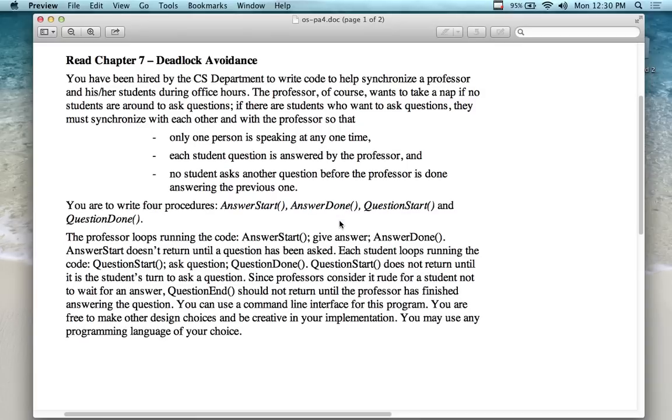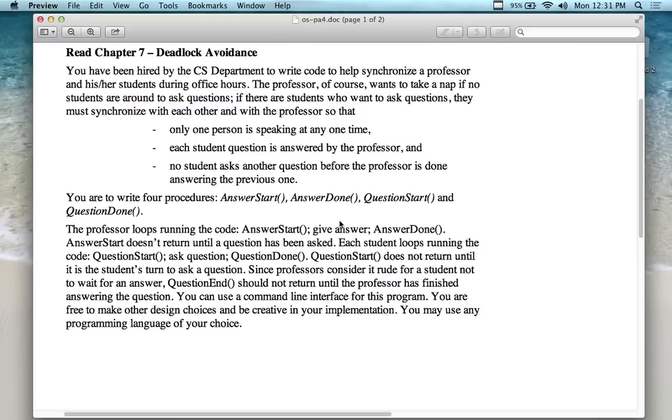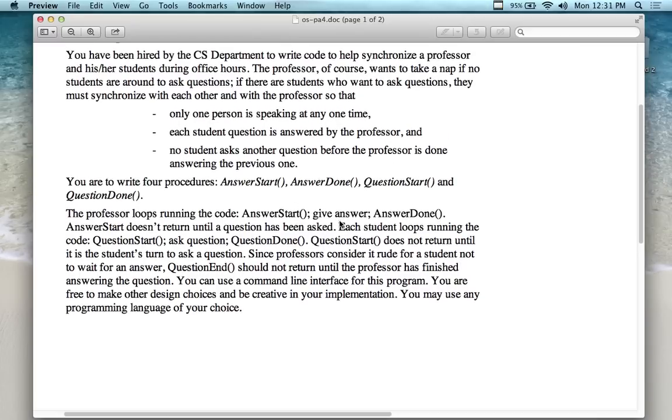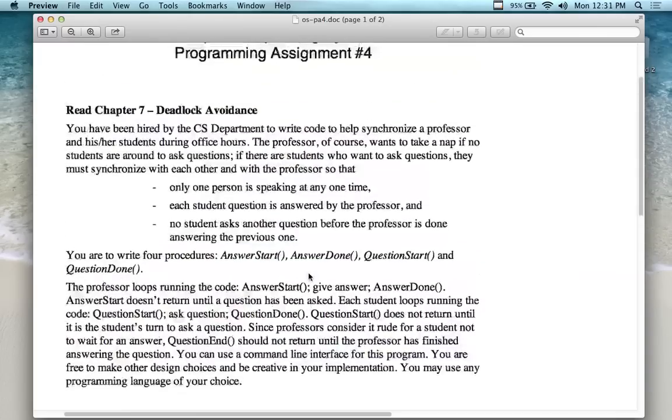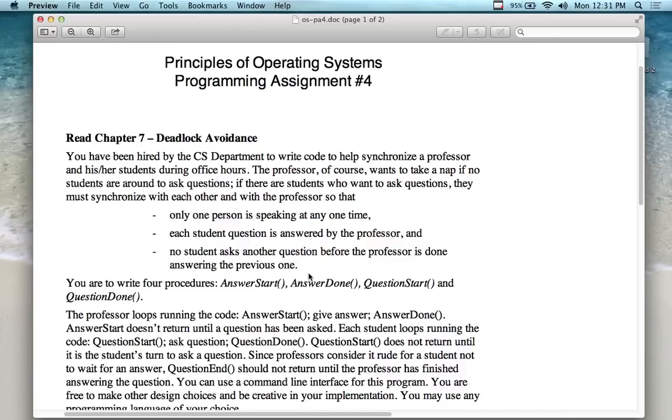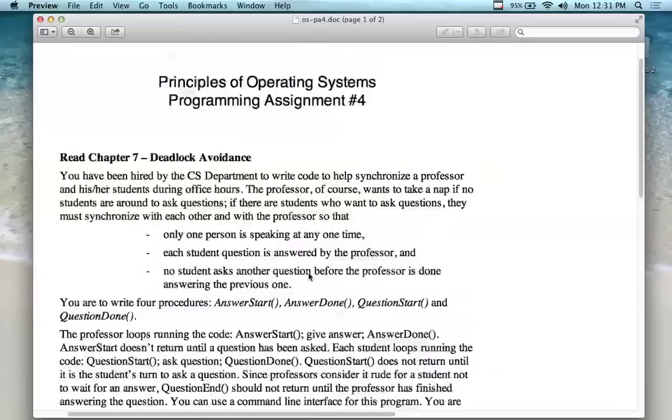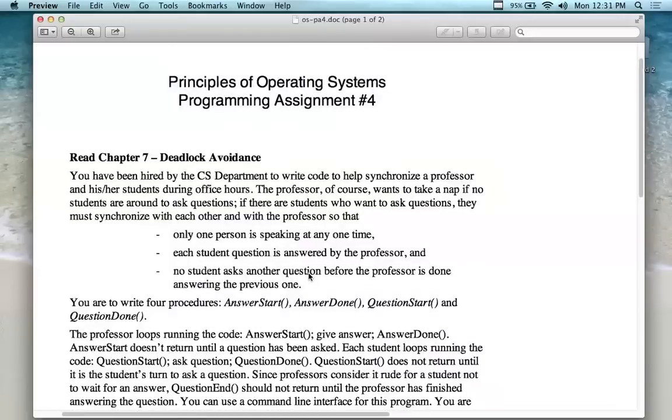So it's a scenario with multiple running processes instead of just 2. So it's a different model. So the professor loops, running the code of answer done, until all of the students have all of their questions answered. So you can use a command line program for this, make it easy, use any language that you want, and again, simulate it in the form of pseudocode if you don't know how to write source code for it. It's actually easier to do all of these programs if you know how to program.